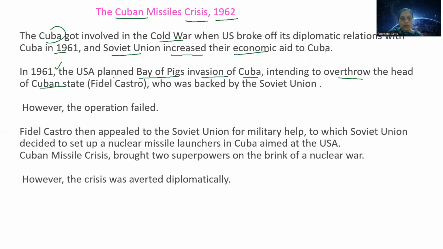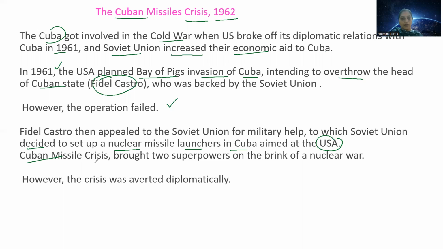Who is the head of the Cuban state? It is Fidel Castro, who was backed by the Soviet Union. However, this operation failed. Then Fidel Castro appealed to the Soviet Union for military help, to which the Soviet Union decided to set up nuclear missile launchers in Cuba, aiming at the USA.